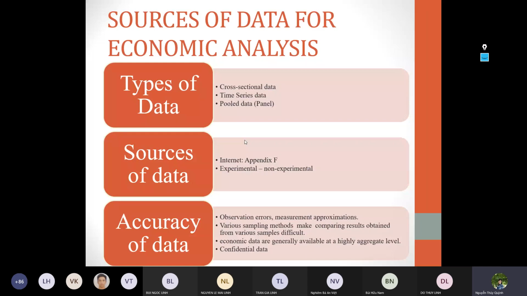Okay, so that is an error in observations. For experimental data, there may be some measurement approximation because of the error in the measurement tools or something like that. Also, we use different sampling methods in obtaining the data. That makes it very difficult to compare the results obtained from various samples.